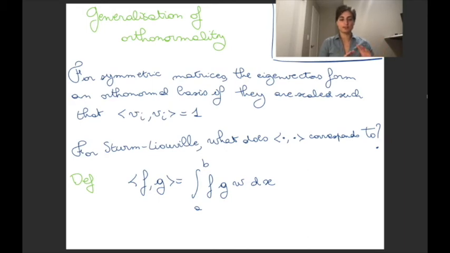Looking specifically at Sturm Liouville problems, we're going to define the inner product depending on the Sturm Liouville problem that we're looking at. And we're going to define it as the integral from a to b of f times g times w dx. So w comes from our Sturm Liouville problem. The bounds a and b come from our Sturm Liouville problem. And f and g in this case are two functions that still satisfy the boundary conditions of the Sturm Liouville problem, but don't need to satisfy anything else.